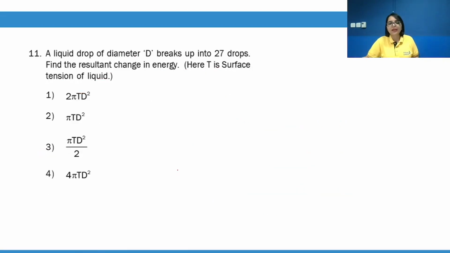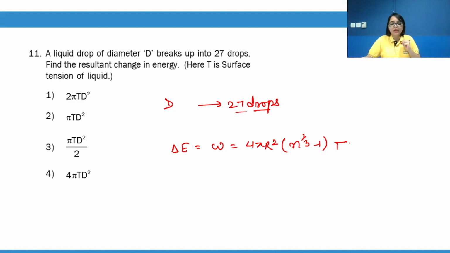Next is question number 11. A liquid drop of diameter d breaks into 27 drops. Find the resultant change in energy, and T is the surface tension of the liquid. So change in energy will be equal to work done, and that is equal to 4 pi r square into n power 1 by 3 minus 1, into surface tension. So 4 pi r square is what? Diameter by 2 whole square, so it is d square by 4.